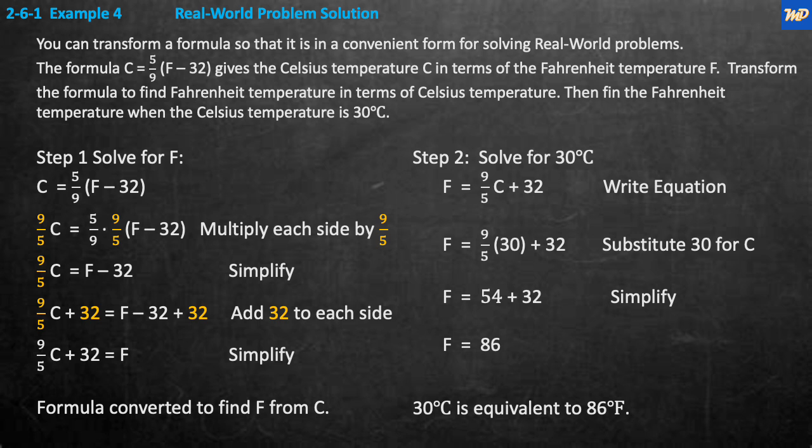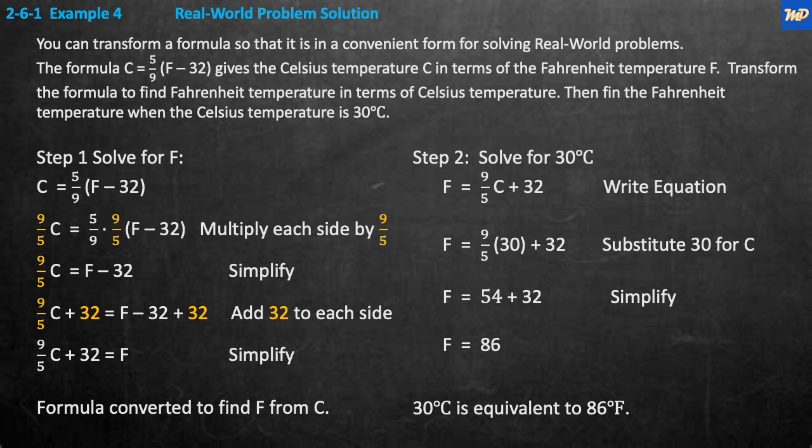So for instance here, the formula C, for centigrade or Celsius, is equal to 5/9 times the quantity F minus 32, and F is the Fahrenheit. So we're going to be converting between centigrade, or Celsius, and Fahrenheit. This gives the Celsius temperature C in terms of Fahrenheit temperature F. Transform the formula to find the Fahrenheit temperature in terms of Celsius temperature. And then find the Fahrenheit temperature when the Celsius temperature is 30 degrees centigrade.